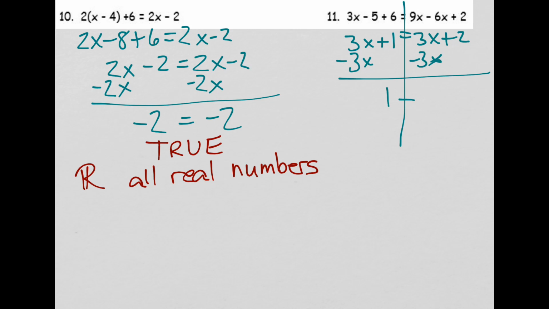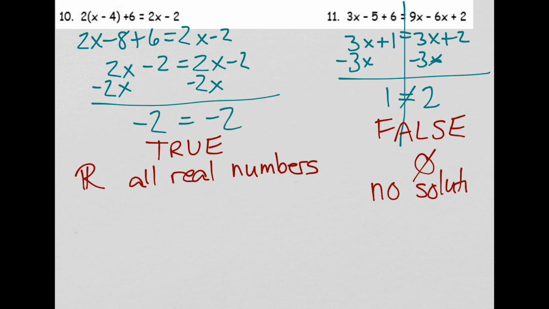What's going on? 1 equals 2? 1 does not equal 2. That is not true. And it's never going to be true. That is false all the time. 1 does not ever equal 2. So that means that it's no solution. There is no possible way this will ever be true.